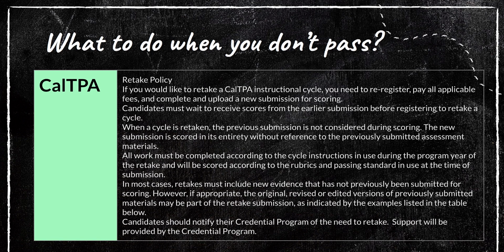All work must be completed according to the cycle instructions in use during the program year of the retake and will be scored according to the rubrics and passing standard in use at the time of the submission. In most cases, retakes must include new evidence that has not previously been submitted for scoring. However, if appropriate, the original, revised, or edited versions of previously submitted materials may be part of the retake submission.